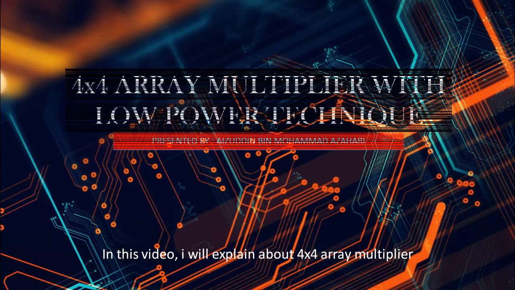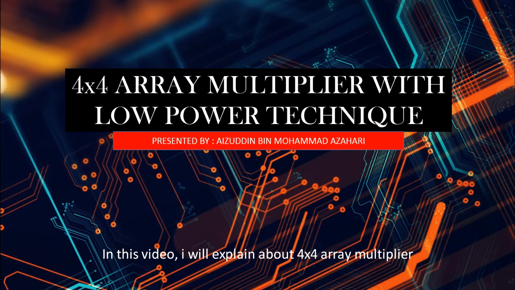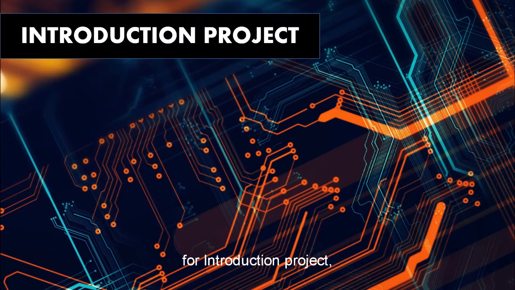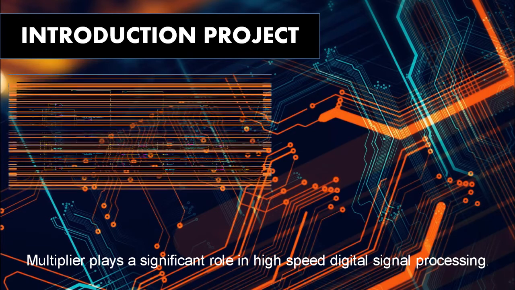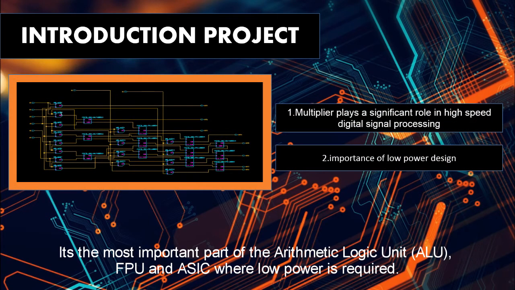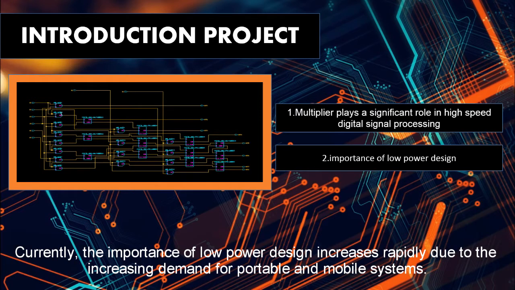In this video, I will explain about 4x4 array multiplier. For introduction project, multiplier play a significant role in high-speed digital signal processing. It's the most important part of the arithmetic logic unit, FPU and ASIC, where the low power is required. Currently, the importance of low power design increases rapidly due to the increasing demand for portable mobile system.